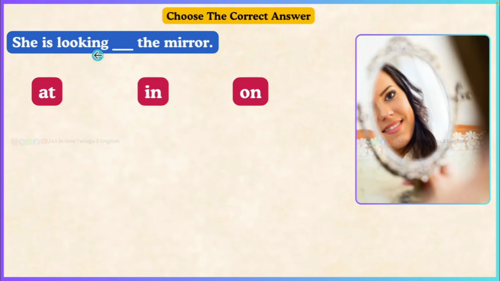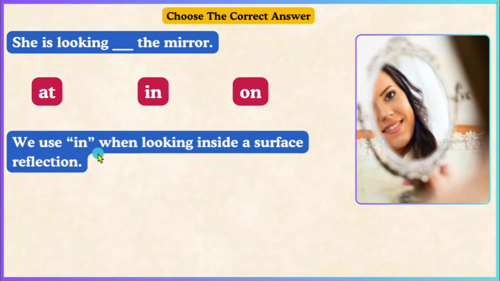She is looking at the mirror. She is looking in the mirror. She is looking on the mirror. We use in when looking inside a surface, like a reflection. She is looking in the mirror.